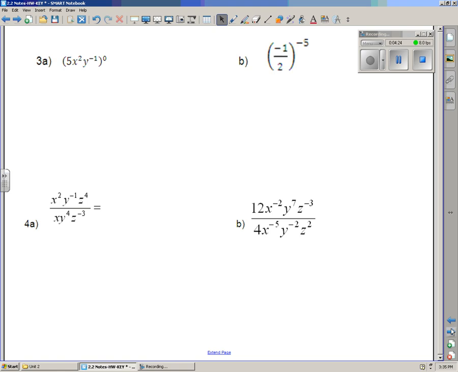3a, anything to the power of 0 is 1. All of this parentheses raised to the 0 power. Answer, there you go, it's just 1.